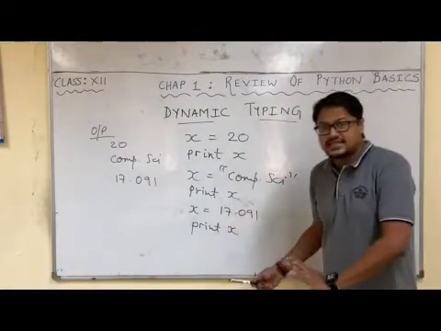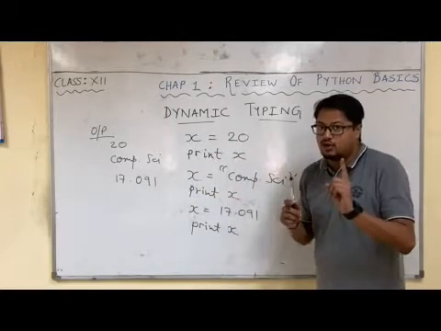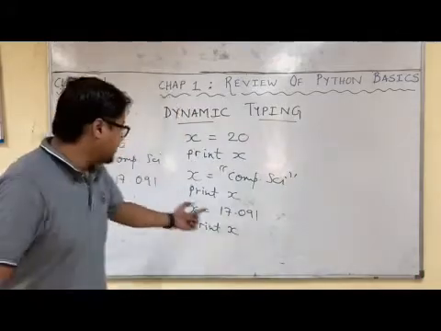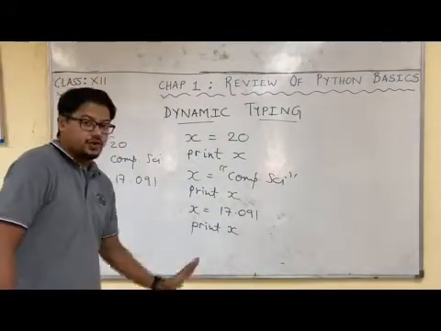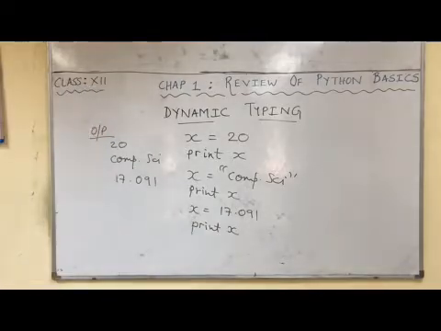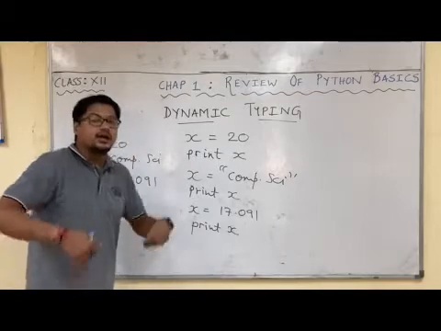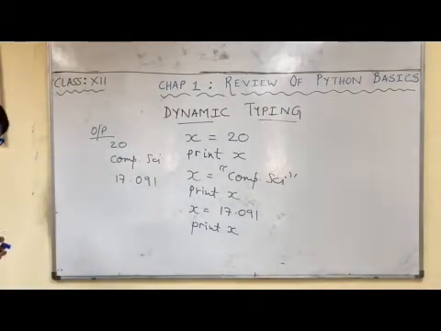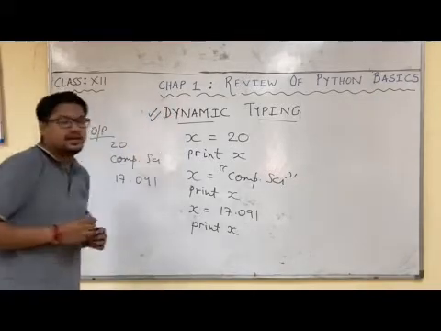So students, what did we see actually in this example? We are taking the same variable x. X can be assigned the value of an integer. X can be assigned the value of a string, that is computer science. X can be assigned the value of a float. So students, Python has this feature by which a single variable can be assigned multiple values of different data types. This feature of Python is called dynamic typing.